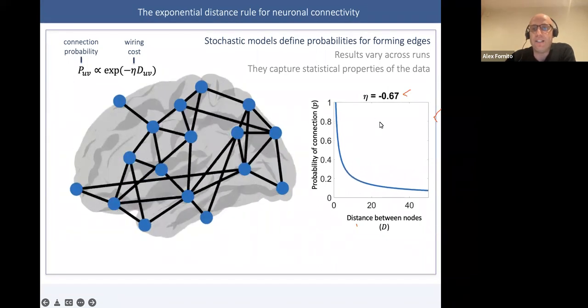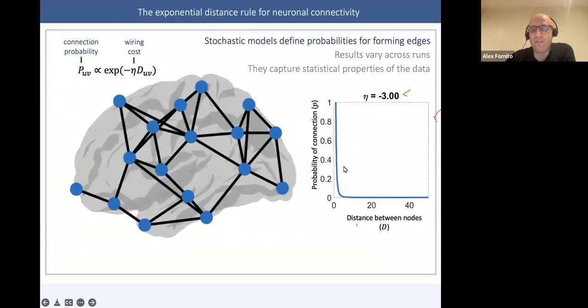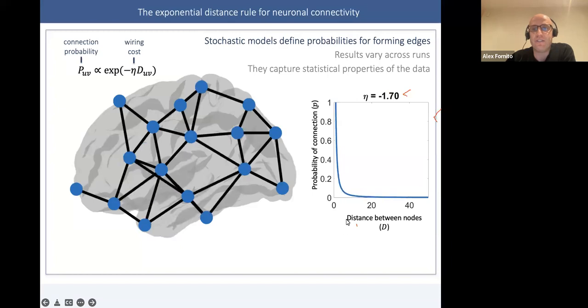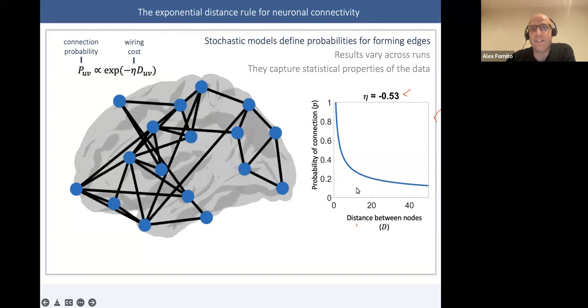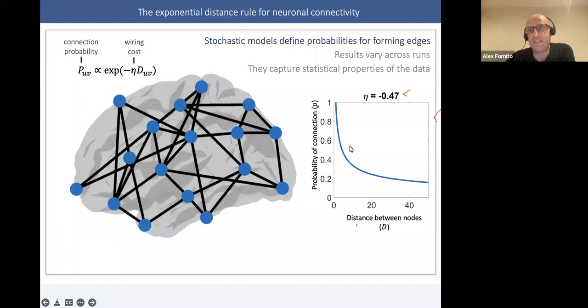As we increase the value of eta, the distance penalty becomes more severe. We're less likely to see long-range connections. Conversely, if we reduce the value of eta, we have a less severe distance penalty, and we're more likely to see long-range connections. Now, this value of eta is something that's fitted to the data. So we generate networks at lots of different values of eta, and we compare the properties of those networks to the data and find the one that's the closest fit. Again, I'll go into a little bit more detail about specifically how that's done.